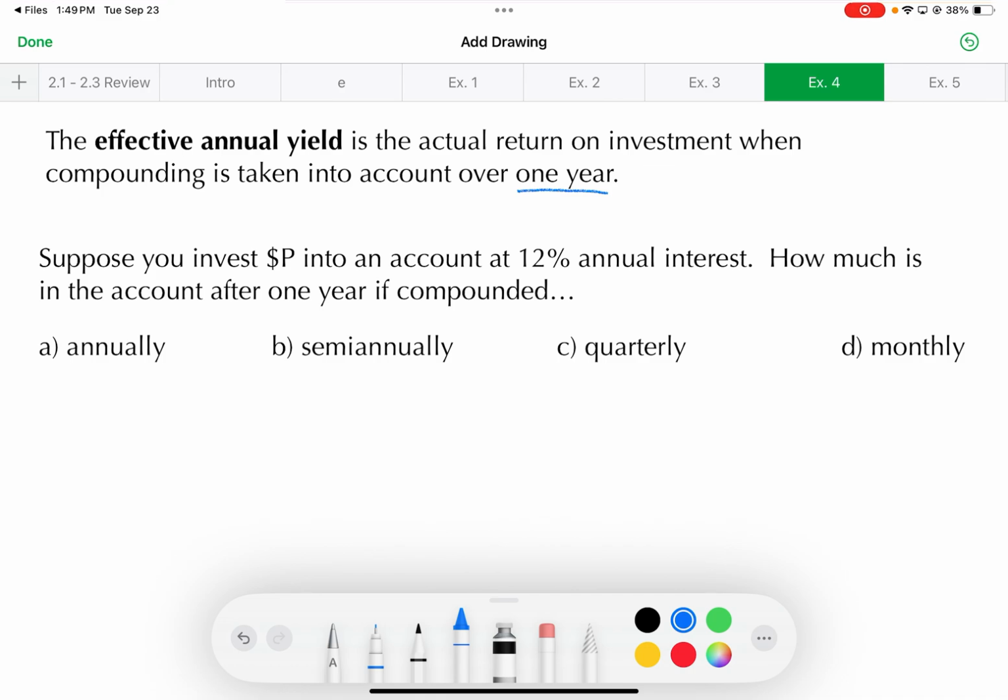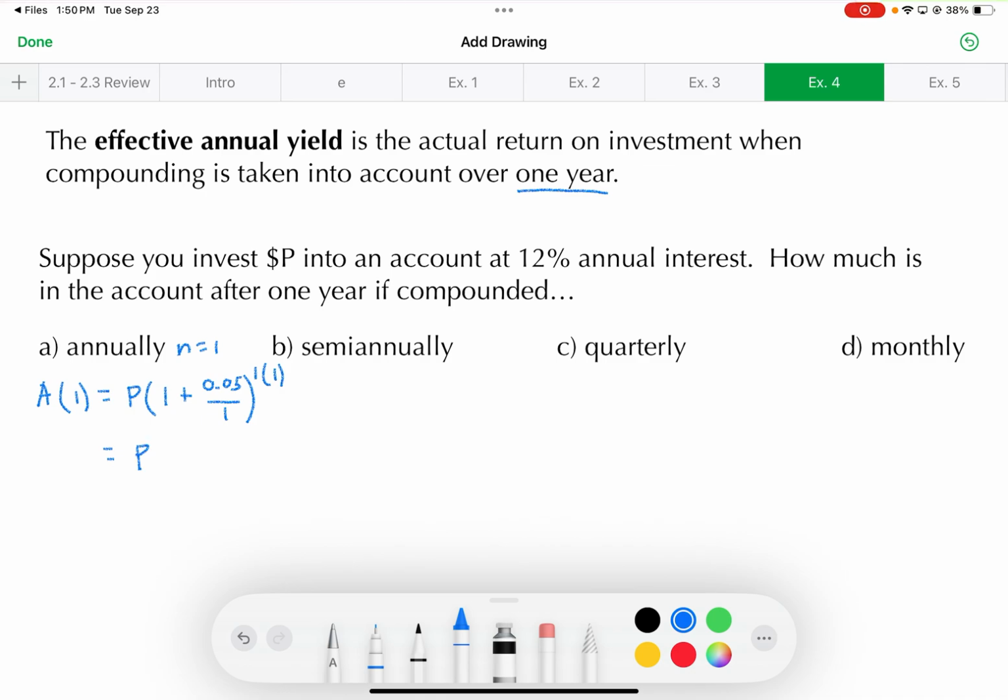Okay? All right, so let's see this in action. You're investing P dollars into an account, 12% annual interest. How much would be in the account after 1 year if you're compounded? Let's do it annually first. Okay, so if it's annually, you're not really compounding. We can treat N here as 1, I suppose. And we can say the amount after 1 year would be this P dollars times 1 plus our interest rate divided by 1 to the power of 1 times 1.